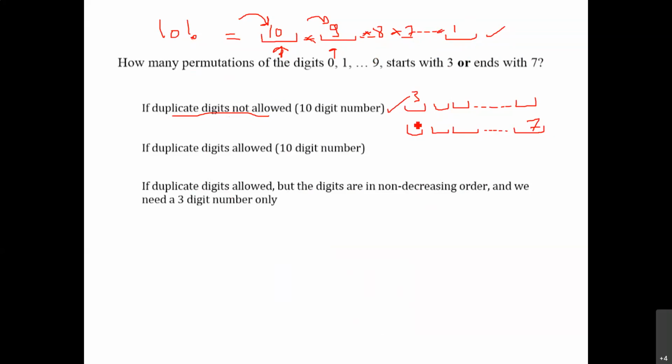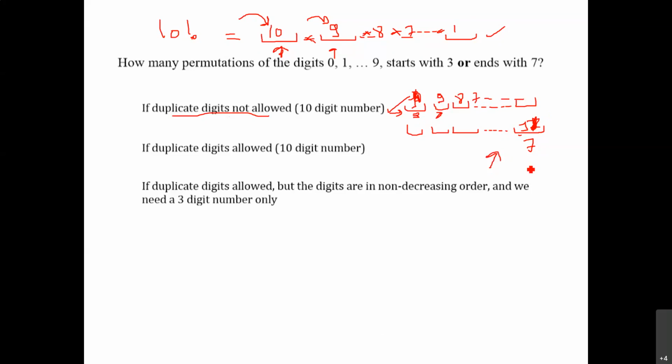Well, what about if the number must start with 3 or end with 7? In this spot, 3 is chosen, so there's only one possibility for this particular spot. What about the rest? My number starts with 3, so I have 1 here. How many digits do I have left? 9. So the possibilities for this one are 9, 8, 7, and so on.